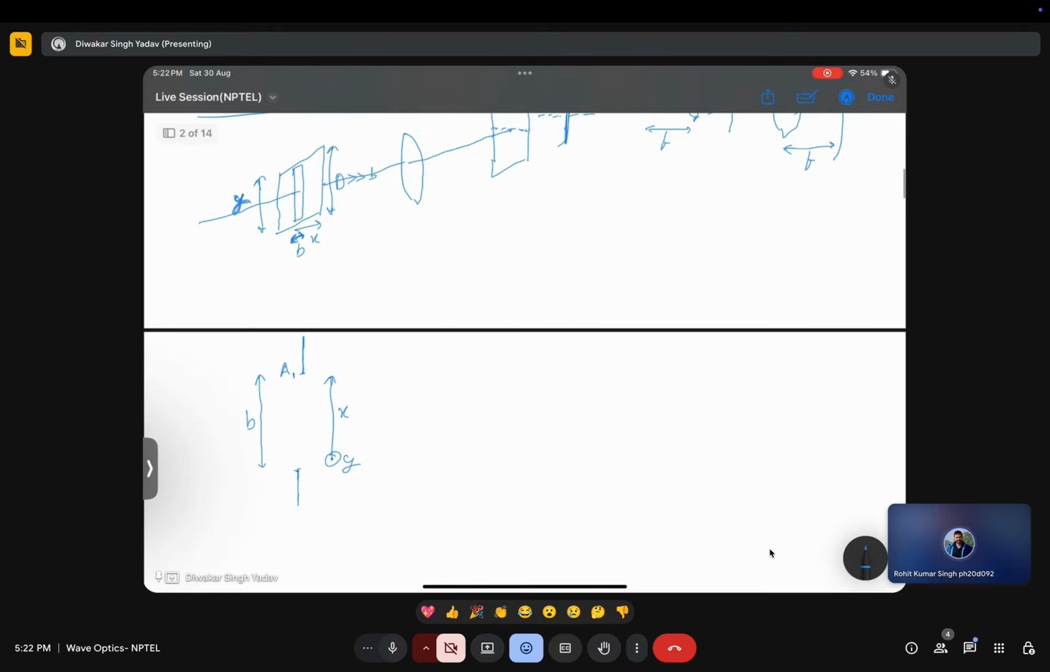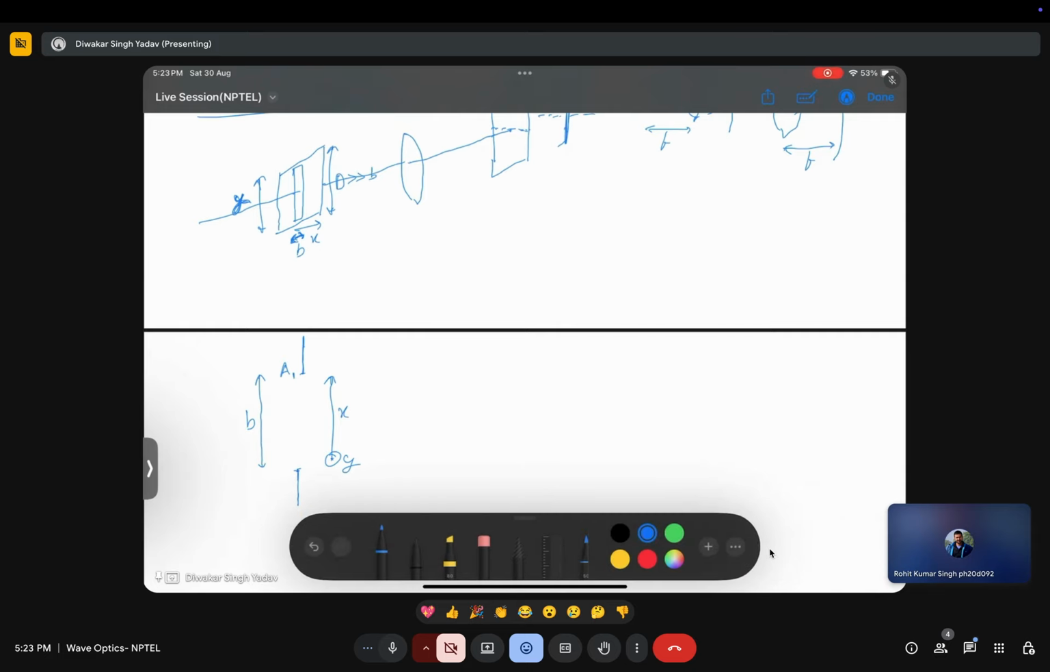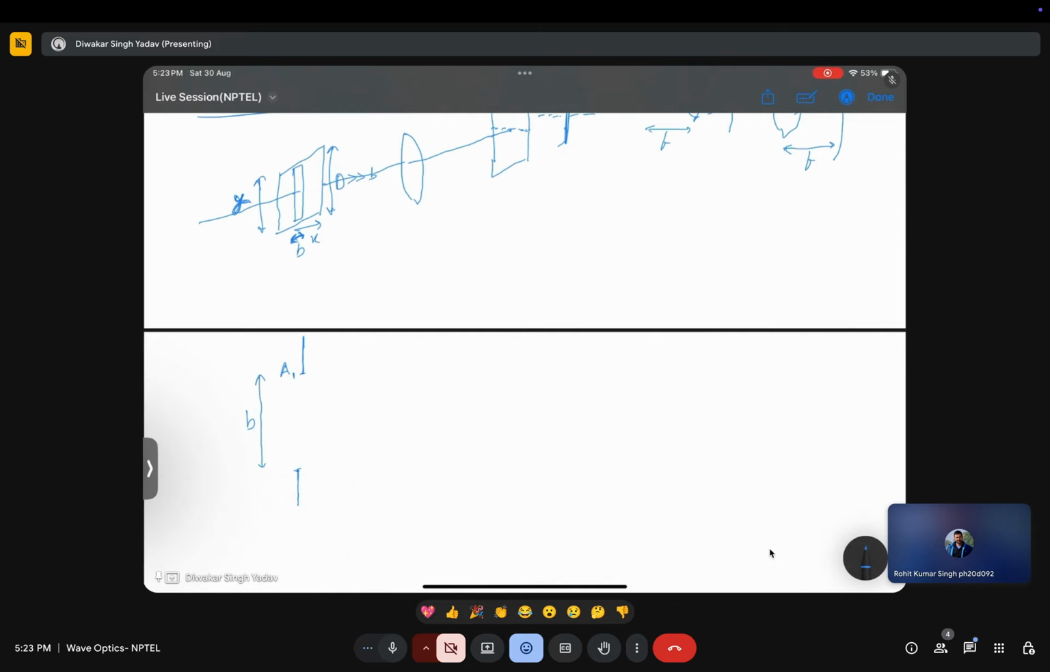Are you able to understand? We are not concerned about the y axis. The slit that we are concerned about is in the x direction. And this is illuminated by parallel rays like this. Suppose this point is A1.